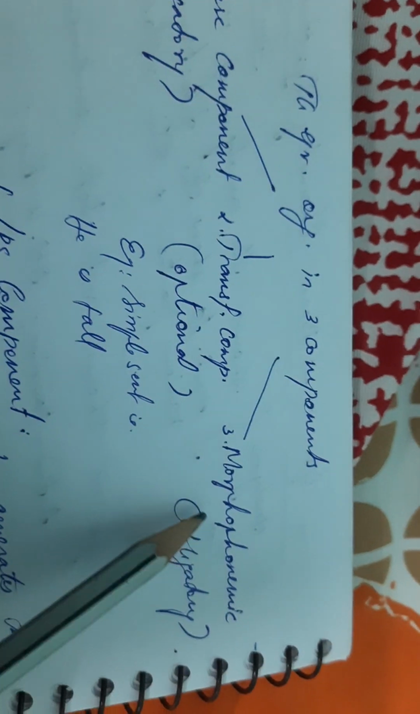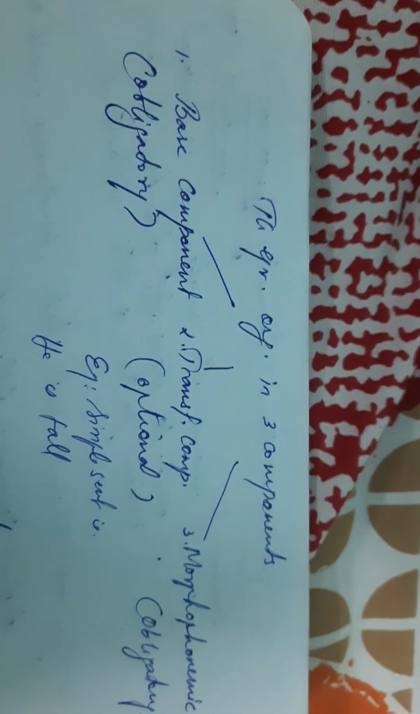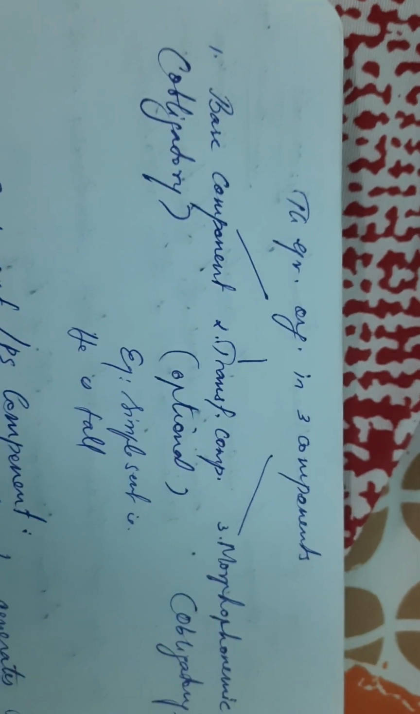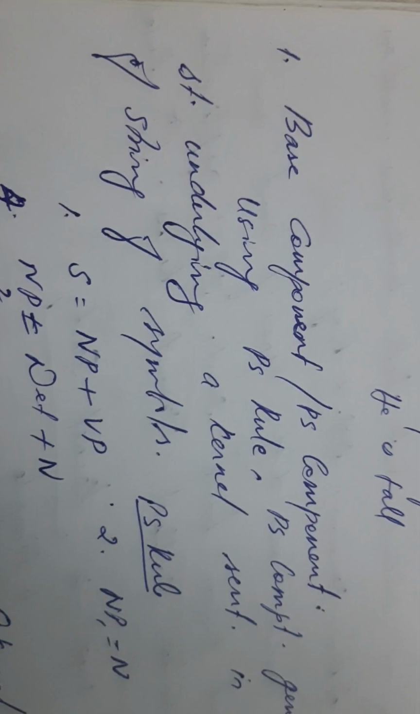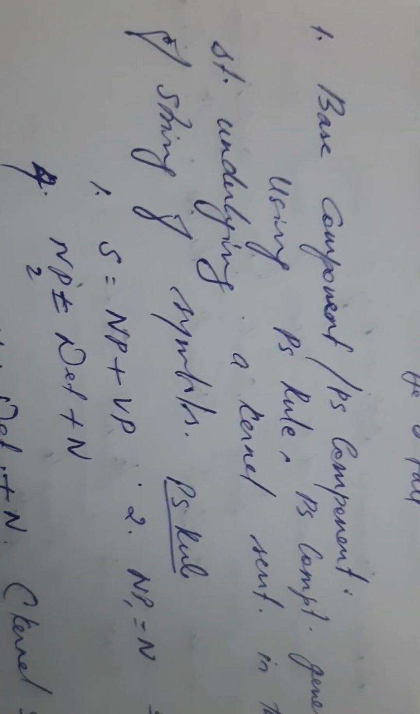And the third one is morphophonemic, and this is again an obligatory thing, that is it must be there. So these are the three components that we have in TG grammar. And now we'll go to the first one, the base component, or it is called the PS component.